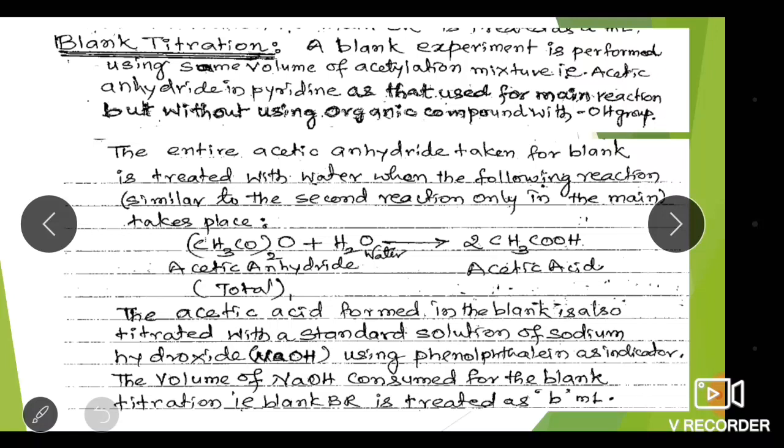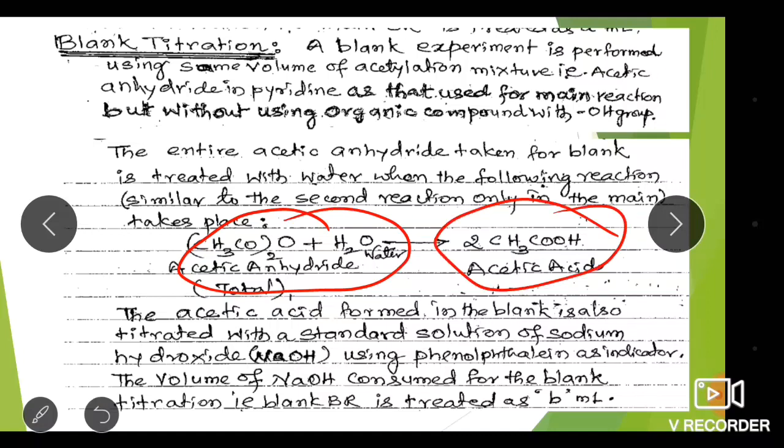After that, the entire acetic anhydride taken for the blank is treated with water. Then the following reaction occurs: acetic anhydride gives acetic acid after hydrolysis. Then we get 2 molecules of acetic acid, and the acetic acid formed in the blank is also titrated with a standard solution of sodium hydroxide using phenolphthalein as an indicator.